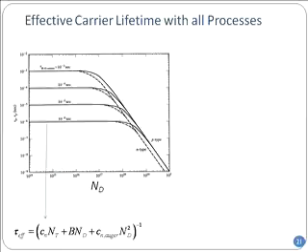The tau effective should be the sum of all these things. Now on the left-hand side, n sub d is close to 0, right? It's close to intrinsic. So that means the second and the third term will drop out at the low side. So from there, if I know the number of traps, I should be able to calculate C sub n. Right? So that's good.